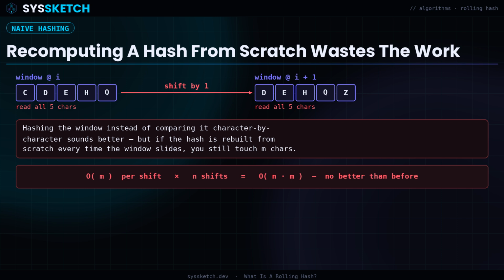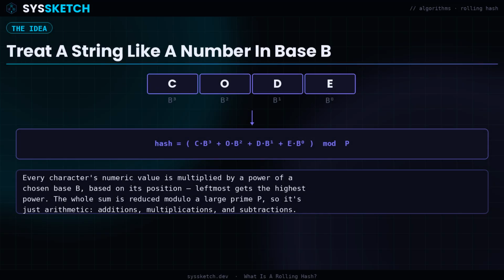If you recompute it from scratch every time the window slides forward by one character, you're back to reading all m characters again at every single position. You've traded character comparisons for character hashing, but the cost is identical. O of m work per window, O of n times m overall. Hashing alone didn't save you anything. What's missing is a way to reuse the work you already did for the previous window instead of throwing it away. Here's the idea that makes it work.